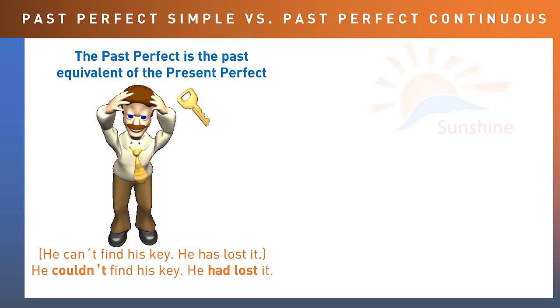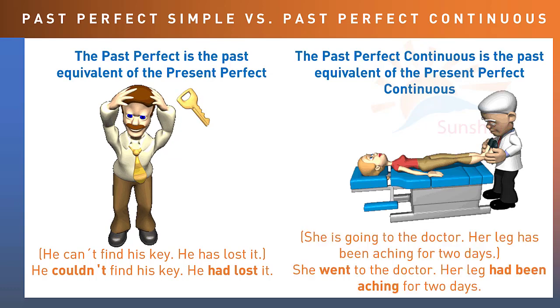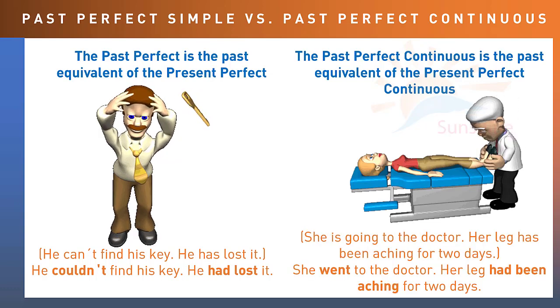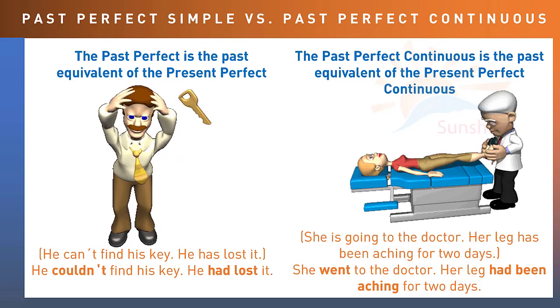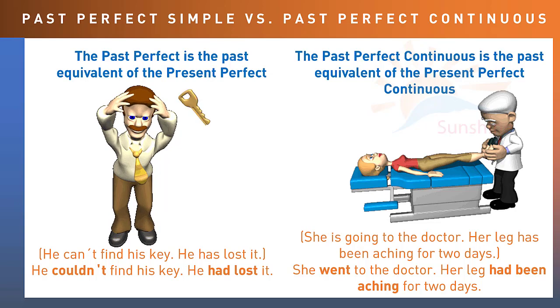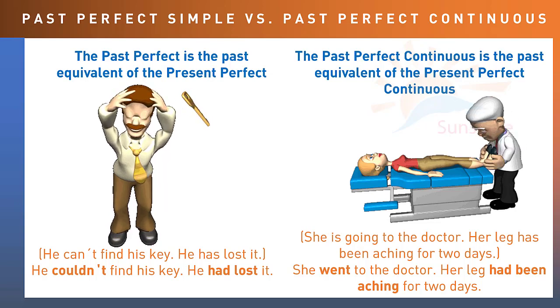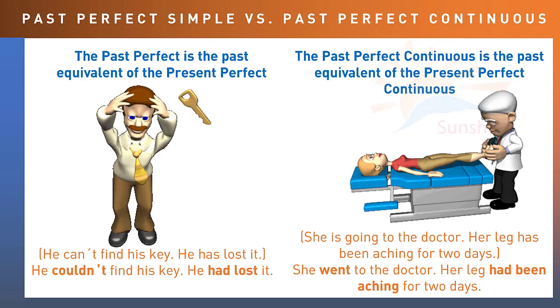Now let's look at past perfect continuous against present perfect continuous. The past perfect continuous is the past equivalent of the present perfect continuous. For example, she is going to the doctor. Her leg has been aching for 2 days. This sentence uses present perfect continuous. She went to the doctor. Her leg had been aching for 2 days. This sentence uses past perfect continuous.